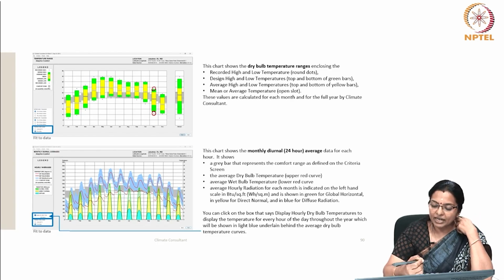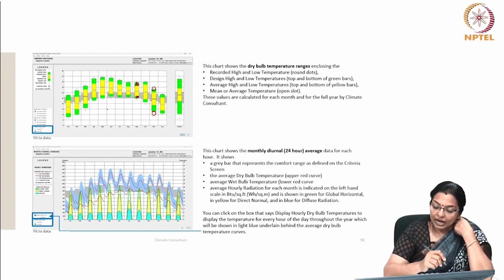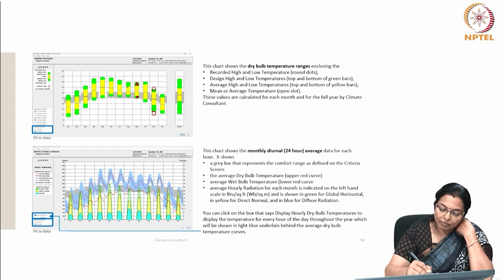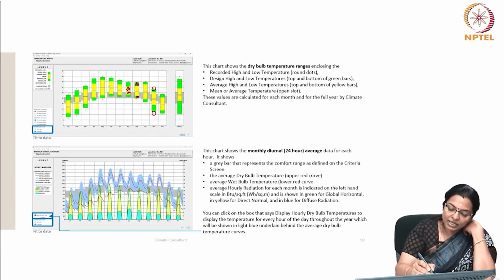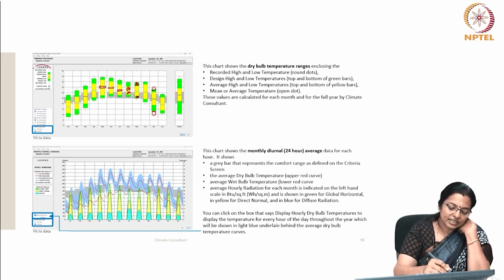Then the design high and low temperatures are shown by the green bar, and the average high and low temperature is denoted by the yellow bar, and the mean or average is denoted by the slot in between the bars. You can see in the legend it is clearly shown.